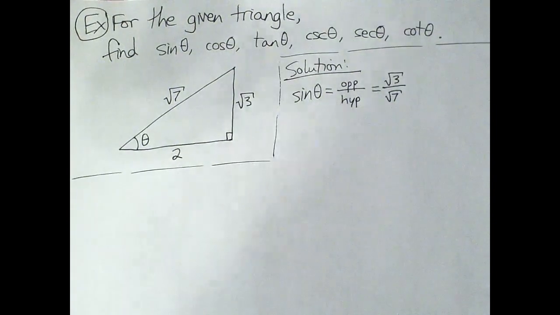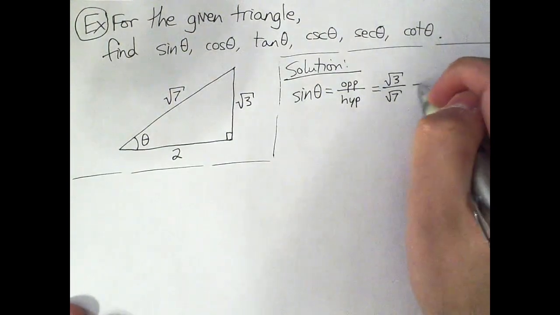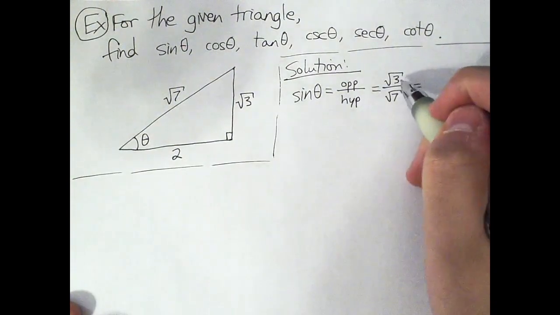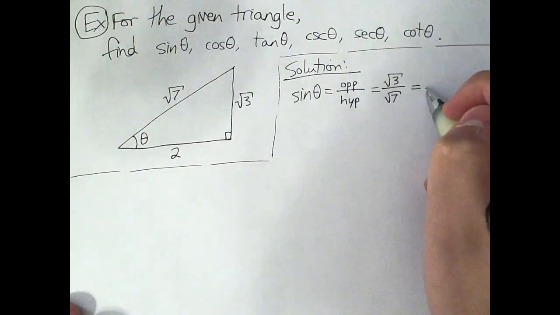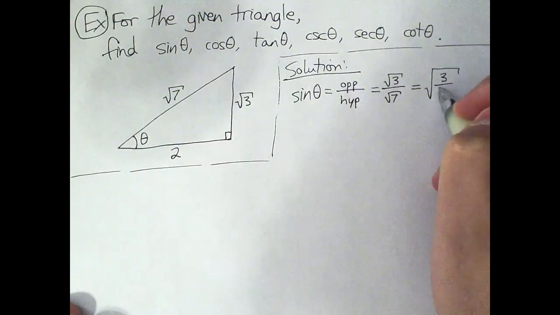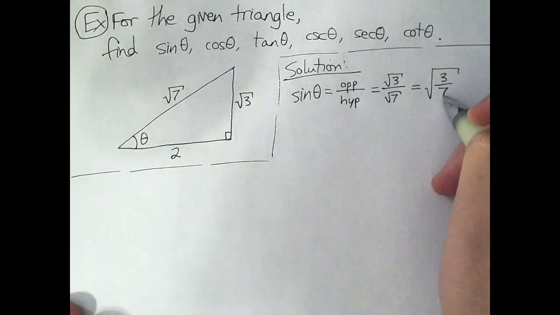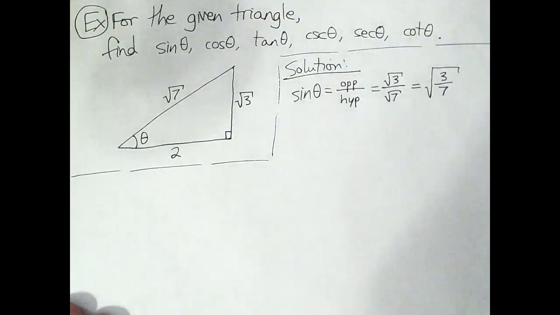And then we just look to see, is there anything we could do to simplify this or write it in a nicer way? I think something that would be nicer is if you have a square root on top and a square root on the bottom, we could just write this as the square root of 3/7. I think I like that better because it only has one square root instead of two square roots.